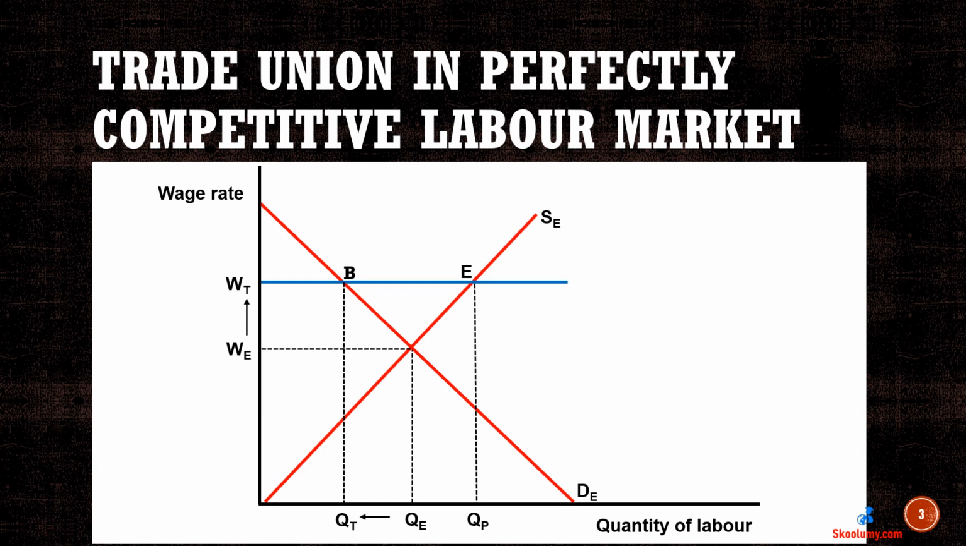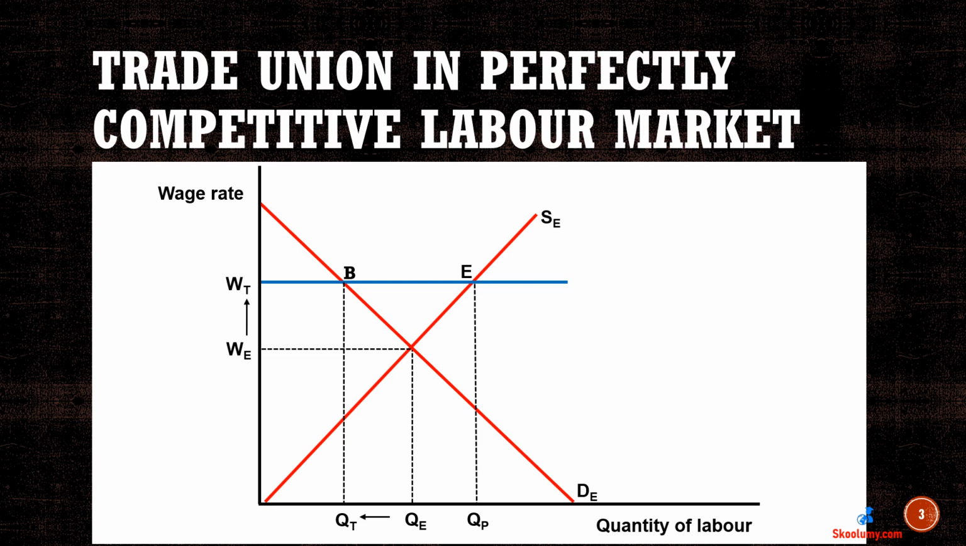In a perfectly competitive labor market, the wage rate, WE, is determined by the intersection of demand for labor and supply of labor. QE workers are employed. A trade union bargains for a wage increase from WE to WT. A horizontal line is drawn from WT. As a result, QT workers are employed.